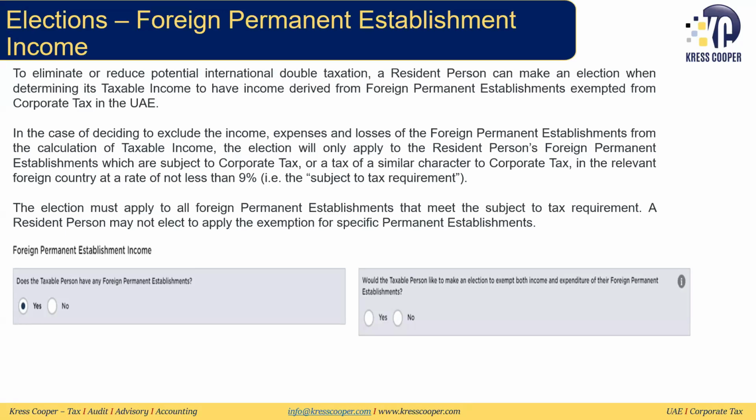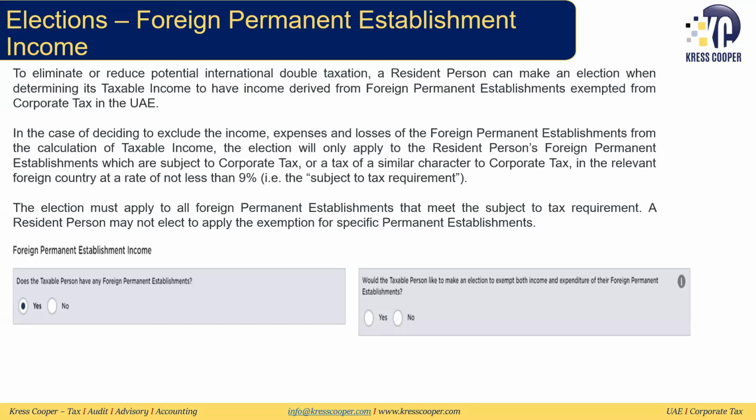And also, if we make this election, it will apply to all foreign permanent establishments. We cannot make this election relating to only one permanent establishment. So once we make this, it will apply to all the permanent establishments, and all the income and expenditure of all the permanent establishments of the company will be exempt in this case.